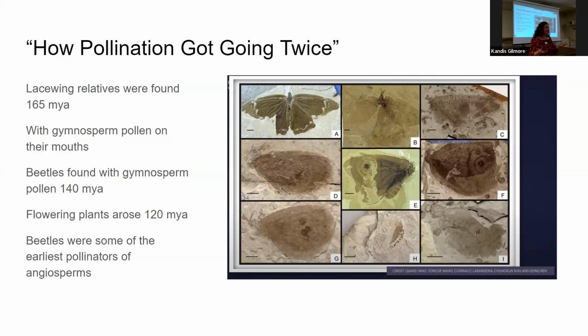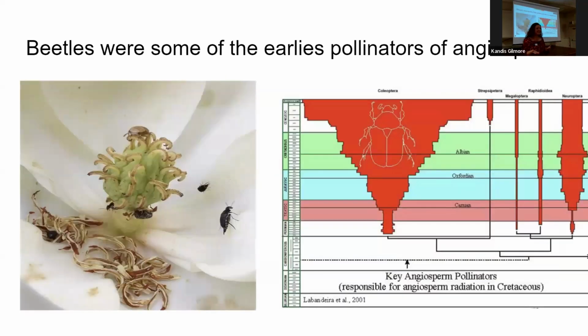And then about 140 million years ago, they found beetles with pollen on them. And flowering plants arose about 120 million years ago. And they think beetles were kind of the transition of the animal-facilitated pollination. And they were some of the earliest pollinators of the flowering plants, the angiosperms. So one of the classic examples they talk about is magnolia.